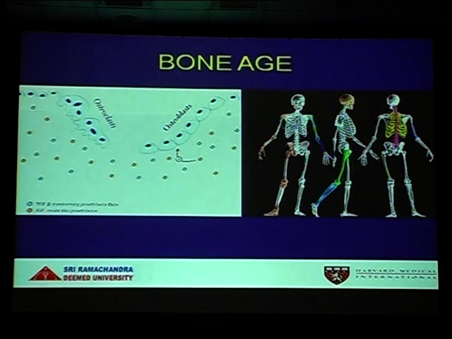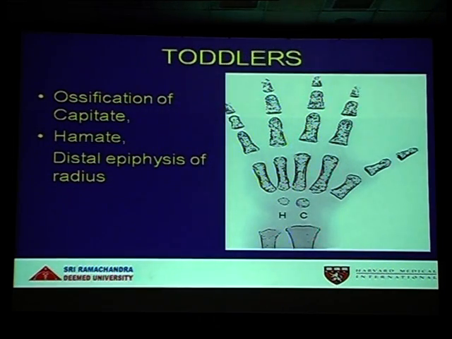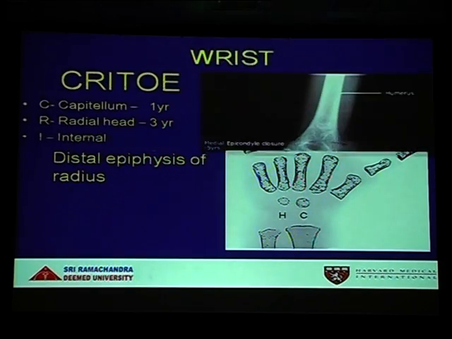And during practice, you'll have a lot of queries on bone age. So I thought I'll show you. When you take a newborn X-ray of the hand, how many carpal bones will you see? Newborn, no carpal bones will be seen. Only at 6 months, 2 carpal bones will be seen. That is the hamate and the capitate. These two will be seen at 6 months. Every year, one carpal bone has to be included.